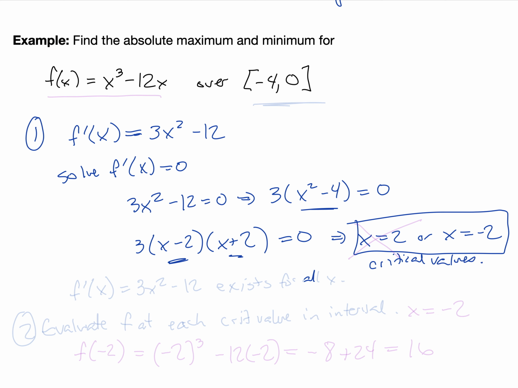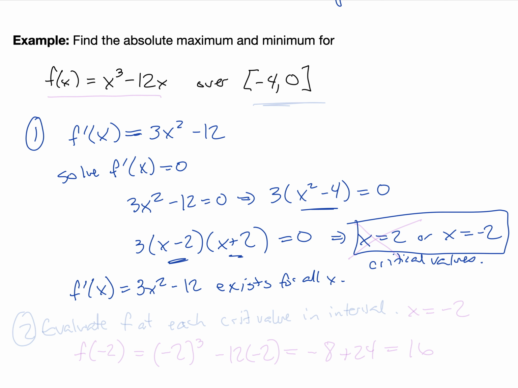Now, are there any places where f prime of x does not exist? F prime of x equals 3x squared minus 12. That's a polynomial. This exists for all x. This exists for all values of x. So there are no critical values based on the derivative not existing at a point. Okay, now we've found all the critical values. Now we need to also test these and the endpoints.